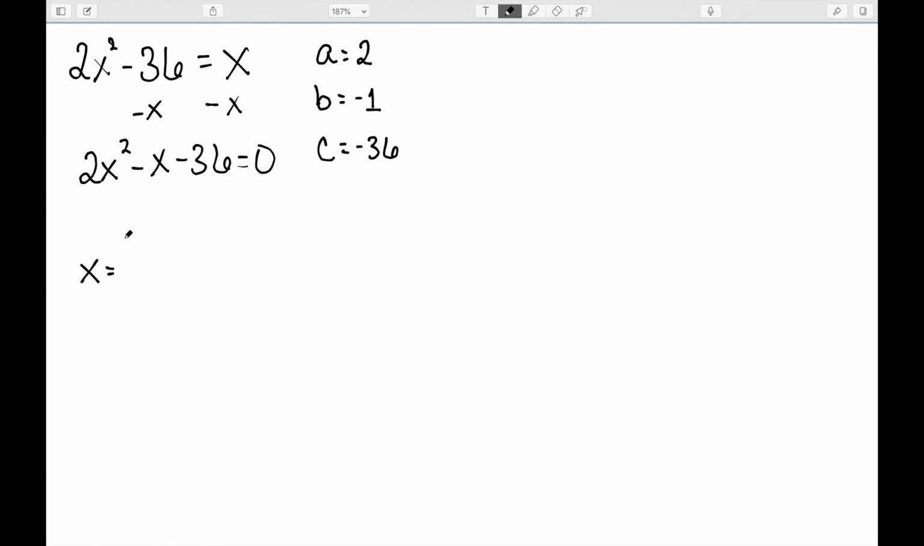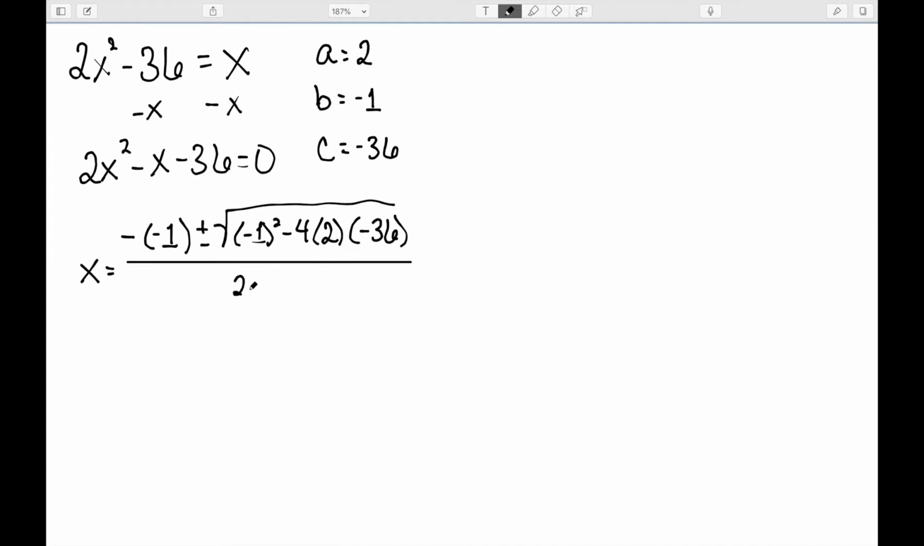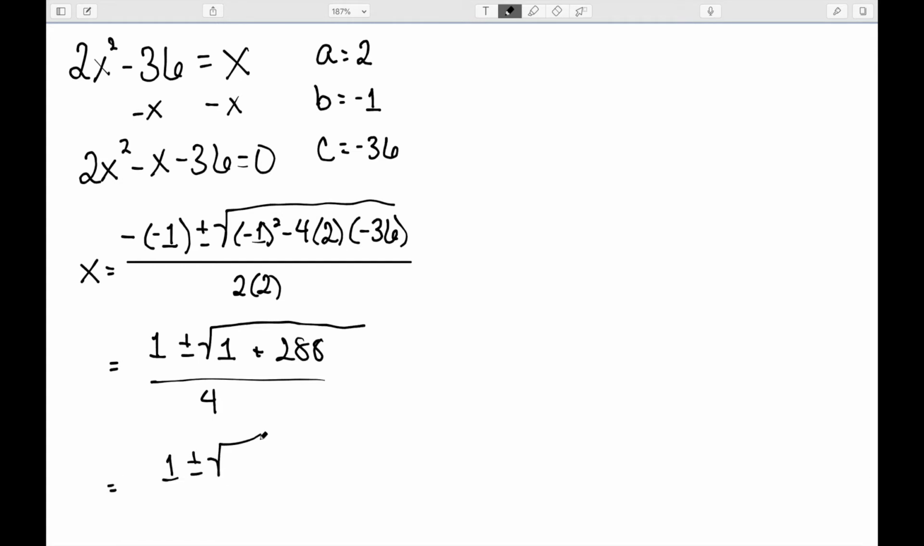So we have x is equal to negative b, so negative 1, plus or minus the square root of b squared, so negative 1 squared, minus 4 times a, which is 2, times c, which is negative 36, all over 2 times a, which is 2. So negative negative 1 is 1. 1 squared is 1. Negative 4 times 2 times negative 36 is positive 288. And 2 times 2 is 4. So this is 1 plus or minus the square root of 289 over 4.